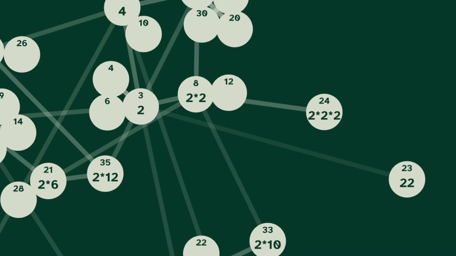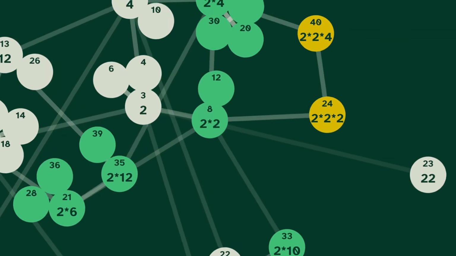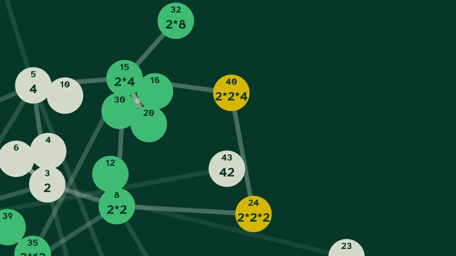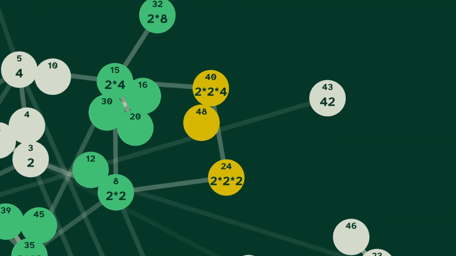Another interesting thing to notice about 24 is that it's the lowest modulus that gives us 3 cycles. And to see that more clearly, let's change the coloring. White for 1 cycle, green for 2 cycles, and yellow for 3 cycles. And now let's add some more groups. We see that 40 also is the product of 3 cycles. It's a 2, a 2, and a 4 cycle. And the same with 48.